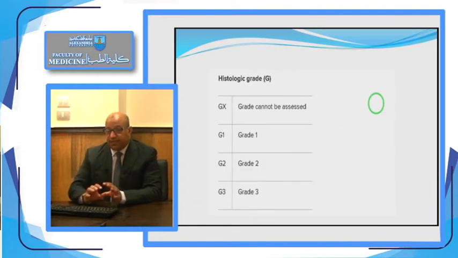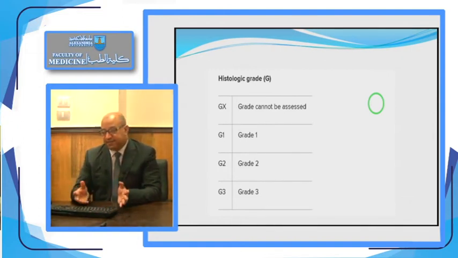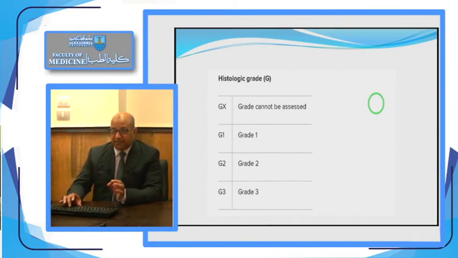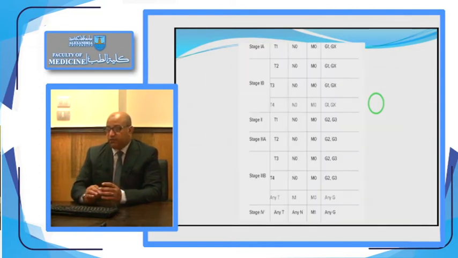The grade is incorporated in the TNM staging system of the sarcomas as GX, grade cannot be assessed, if the tumor is excised and thrown away. Grade 1, grade 2, and grade 3 according to the differentiation towards the cell of origin. This is collectively the staging system as every stage. Stage 1 is divided into stage 1A and 1B, then stage 2, stage 3A and 3B, and stage 4 if there is any metastasis, regardless of the site and the size of the tumor and the presence or absence of any N or any grade.